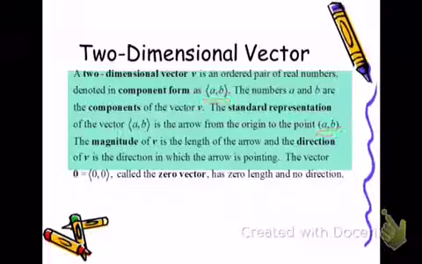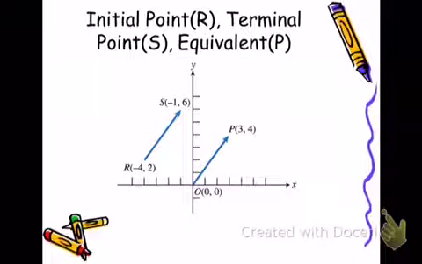Now, we've got this. Initial point R, terminal point S, and an equivalent vector over there, P. Now, how would you show that these two vectors are equivalent? What would it mean for vectors to be equivalent? Equivalent vectors would have to have the same what and same what? Same magnitude and same direction. Are they headed the same direction? Do they have the same magnitude?